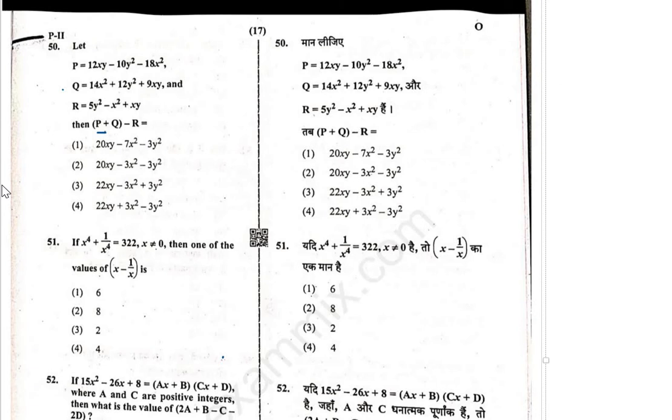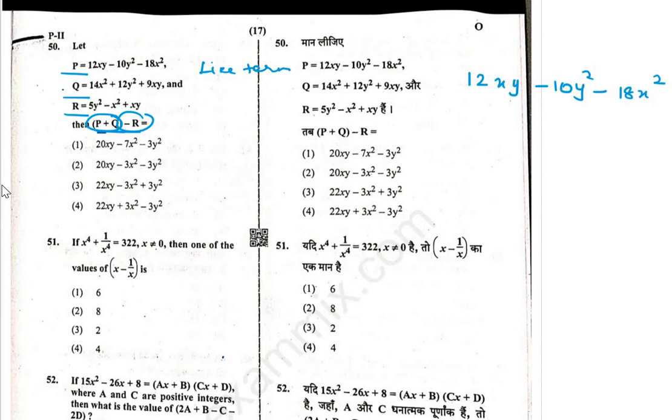50th one. Terms are given: P, Q, R. We have to find P plus Q minus R. First you have to add P and Q and then subtract R from the answer. So I am adding P and Q, first writing P. And then Q. If you are adding expressions, we can only add like terms. Meaning xy term adds with xy, x square term with x square, y square with y square, according to the sign.